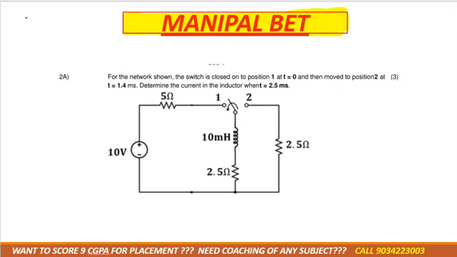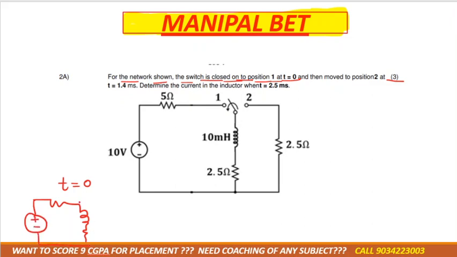Okay, this is again your question paper of 3 marks. What they said in the question: for the network shown, the switch is closed on to position 1 at t equal to 0. So at t equal to 0, the switch is connected to position 1. Let's draw the circuit side by side.